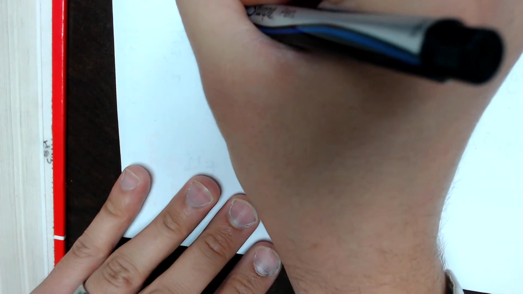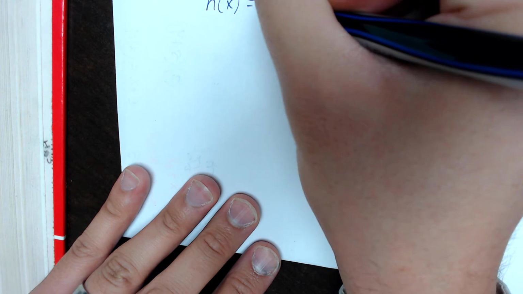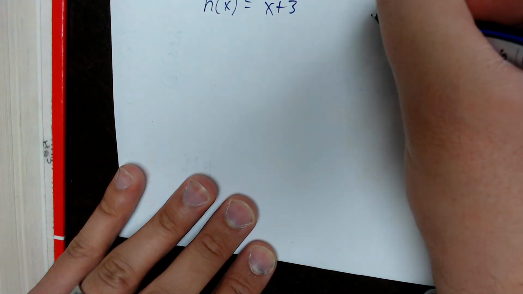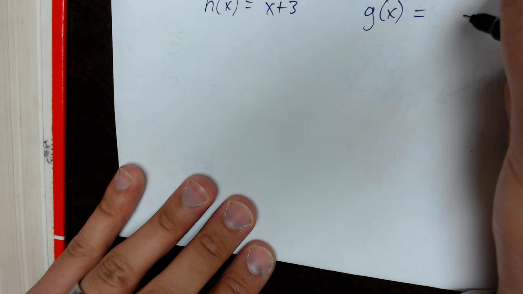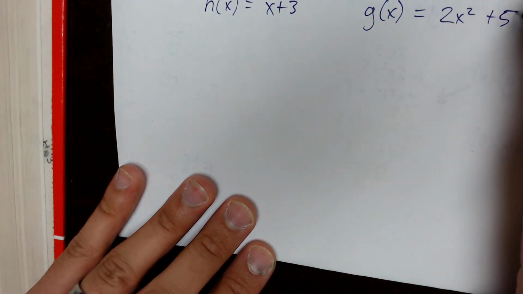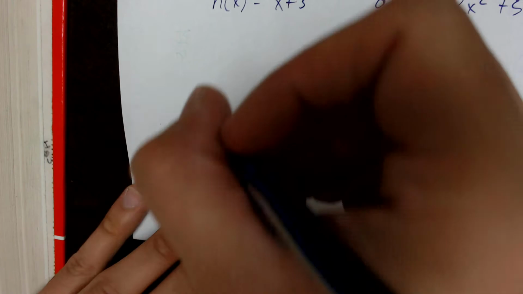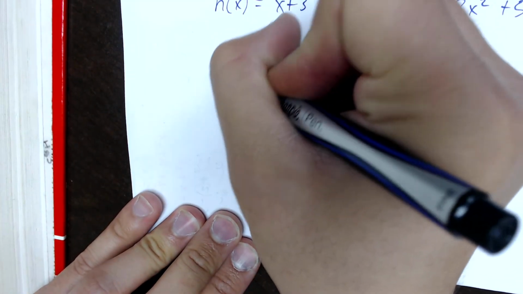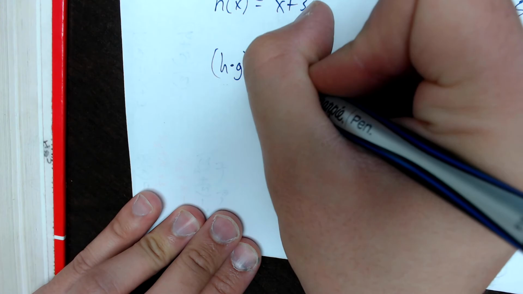Next, we're going to talk about products of functions. So let's go back to our original analogy. We've got the function h of x is equal to x plus 3, and then we've got the function g of x is equal to 2x squared plus 5. And let's say they want you to find h times g of x.